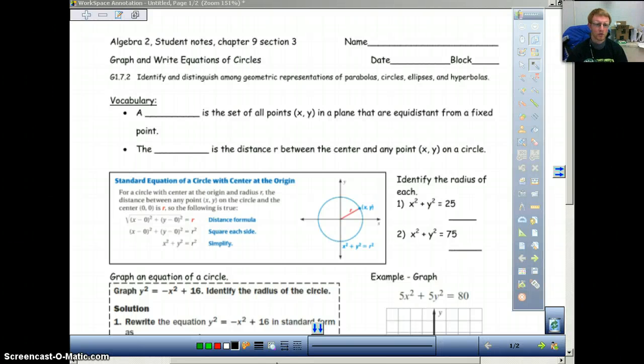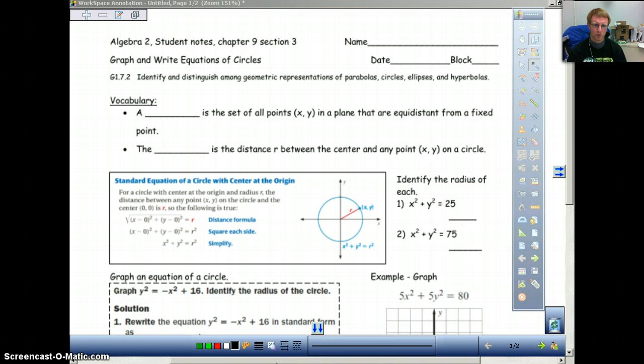Hi, so we're going to do 9.3 today. This is the graphing and writing equations of circles. I actually think that this is a pretty easy section. It doesn't get too complicated. We just kind of move pretty straightforward with what we're doing. We're dealing with mostly circles that are on the origin.